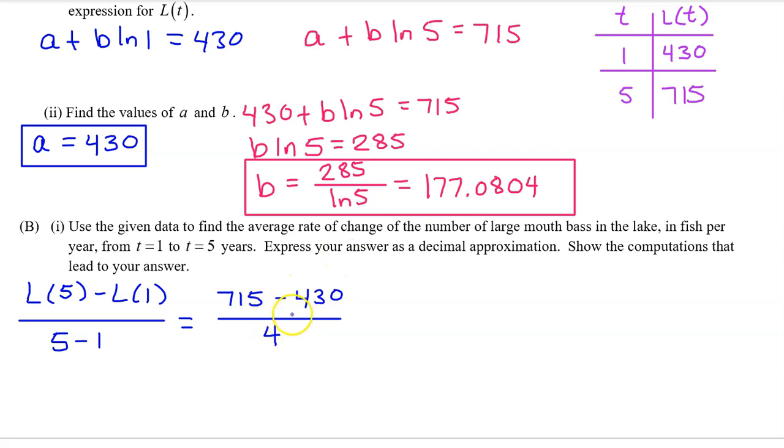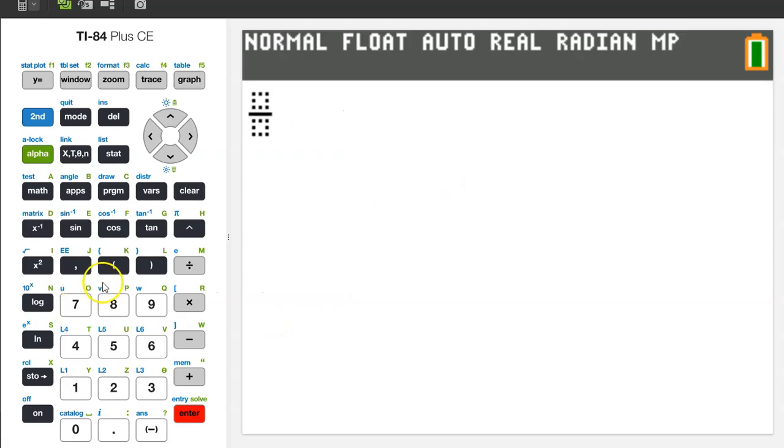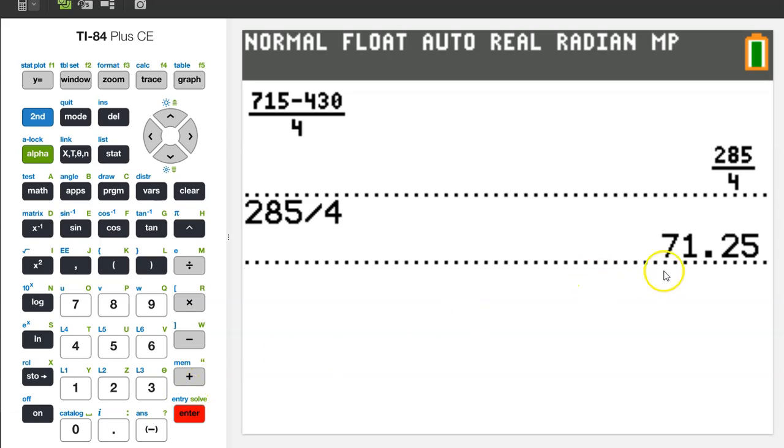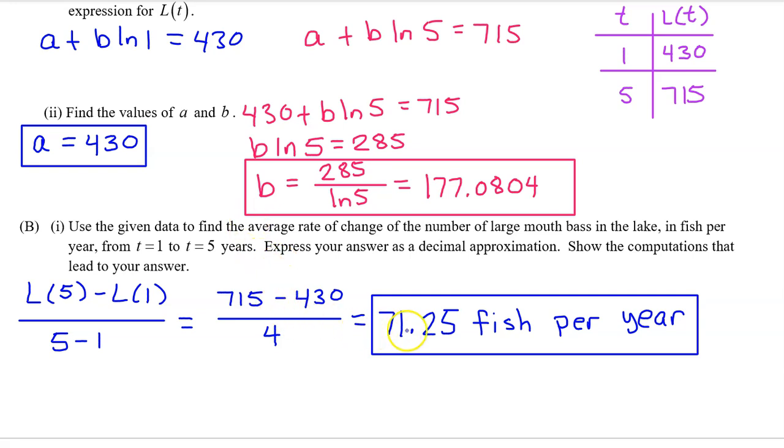So now we have this. Let's use the calculator to find a decimal approximation. So I got this fraction. We need a decimal approximation. So we can just retype it and do 285 divided by 4. And that will give you the decimal form, 71.25. And don't forget the units, which are fish per year.